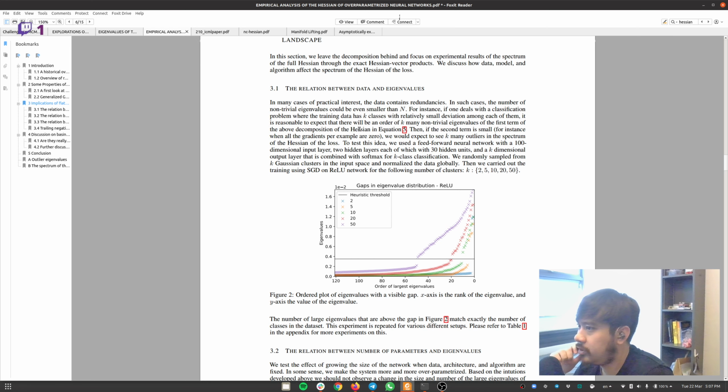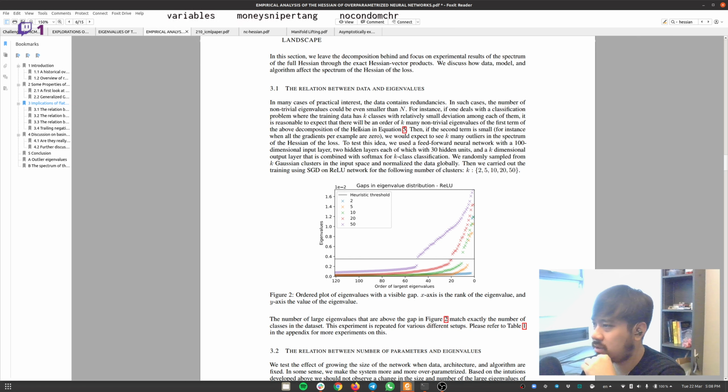If one deals with classification where the data has k classes with relatively small deviation among each of them, it is reasonable to expect that there will be an order of k many non-trivial eigenvalues of the first term of the above decomposition. What? Why? Okay, I guess. Just completely intuitively speaking, because then you're expected to have k kind of directions, and the rest is gonna be zero, I guess.